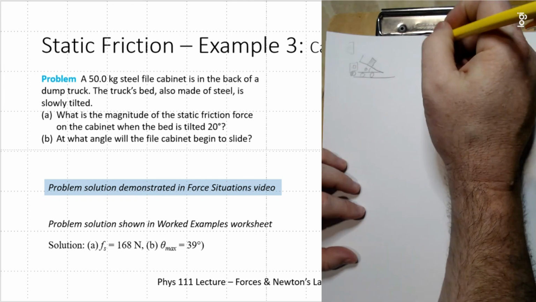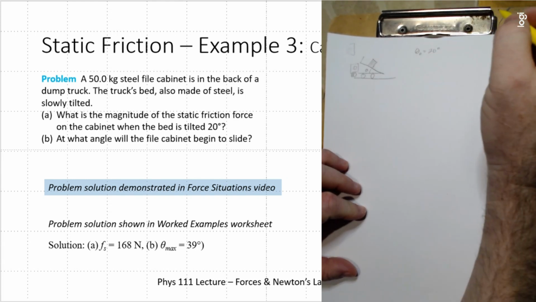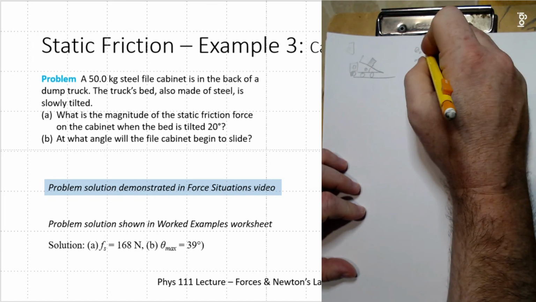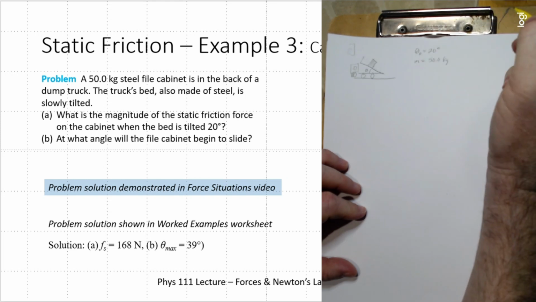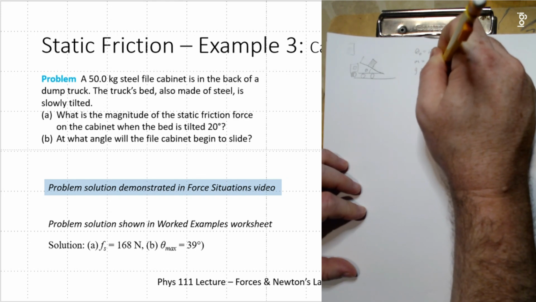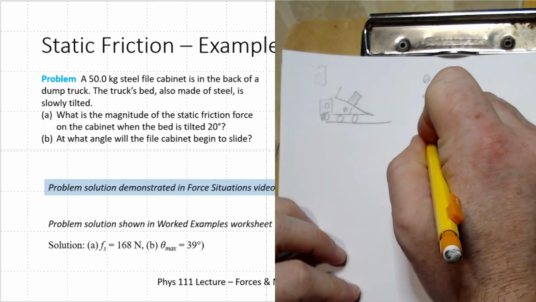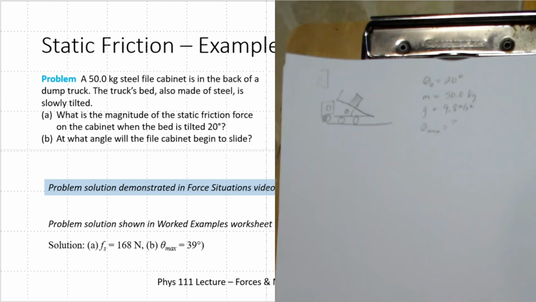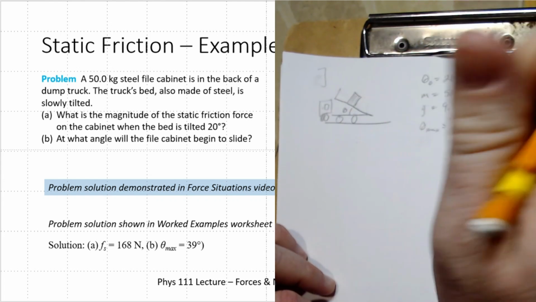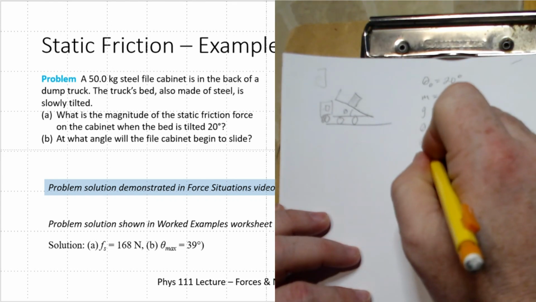What are our knowns and unknowns? We have theta initial, which is going to be 20 degrees. We have a 50 kilogram cabinet, 50.0 kilograms, and we're going to probably anticipate using g, so there's 9.8 meters per second squared. And then the question is, what is theta max? What do we need eventually for theta max? What is our friction force, which I'll use lowercase script f for friction, equals, this is, let's call that initial.